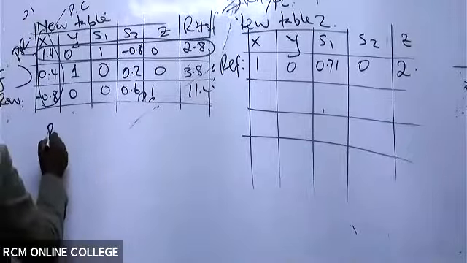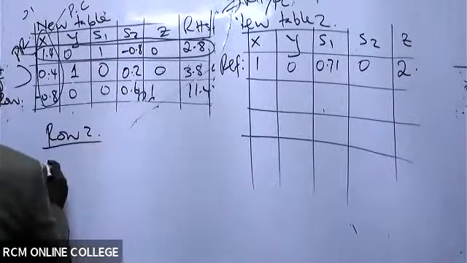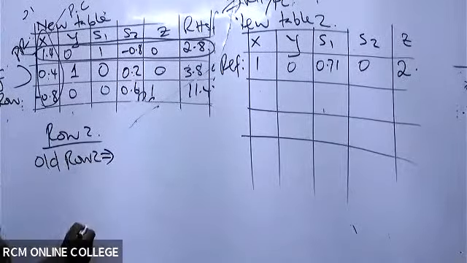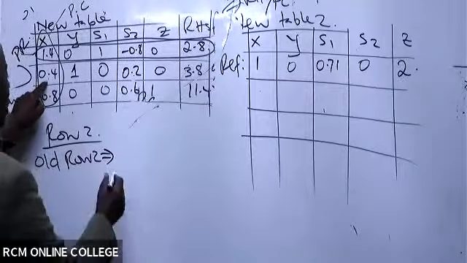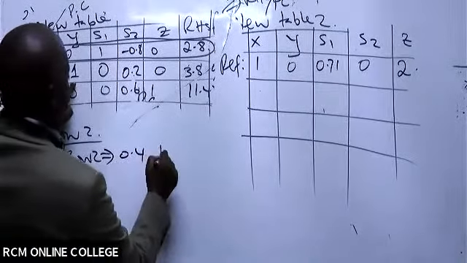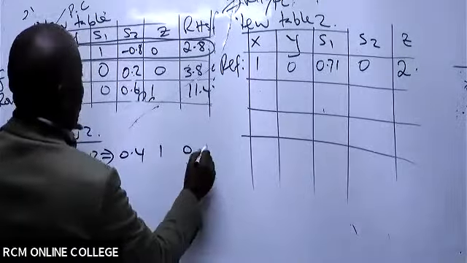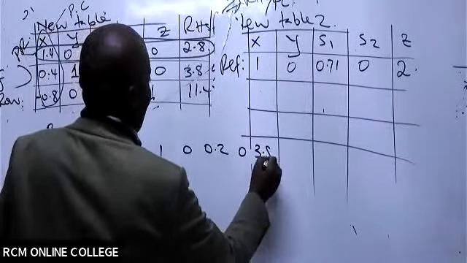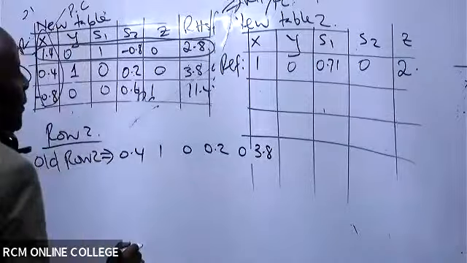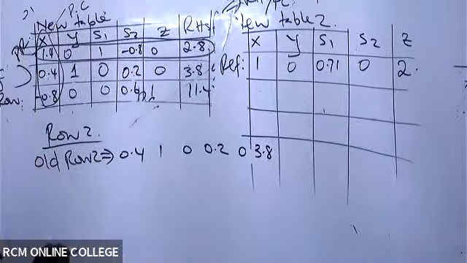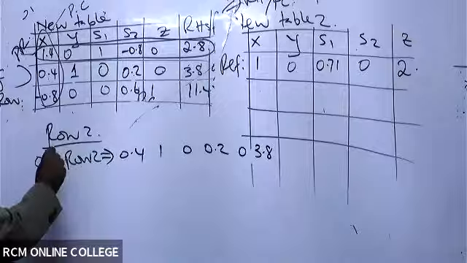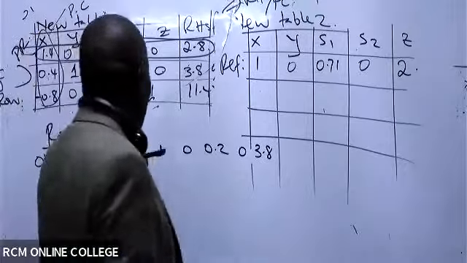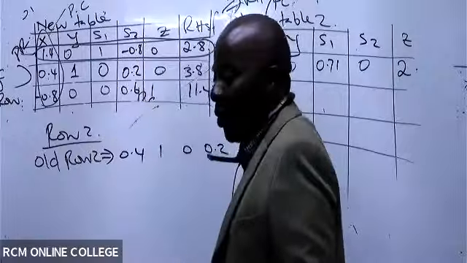So come here and give me row 2. So row 2, we have the old row 2. So old row 2, what do we have here? The old one is here. So we have 0.4, we have 1, we have 0, we have 0.2, 0, and then we have 3.8. Aya. Niambeni katika hii row number 2, pivot column iko wapi? Pivot column iko on top of which number?